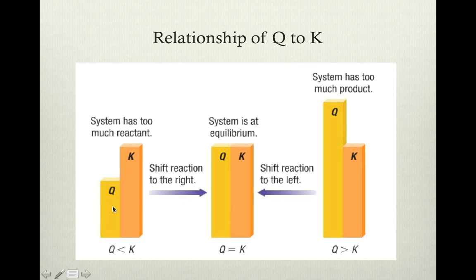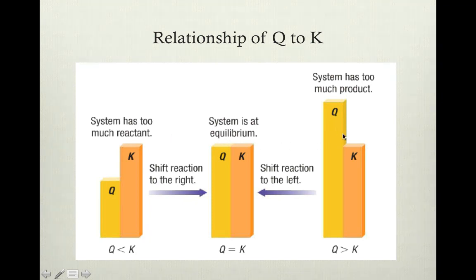But if Q is less than K, that tells you that you have too much reactant, right? So that means we need to make more product and the reaction will shift towards the right.